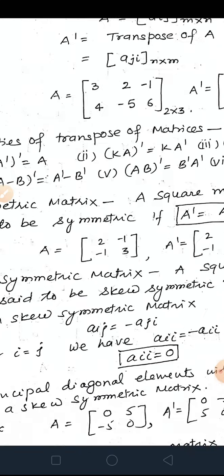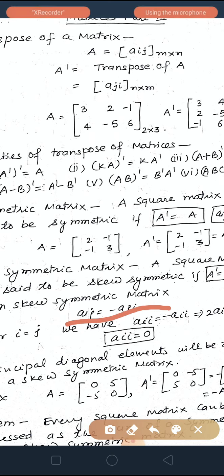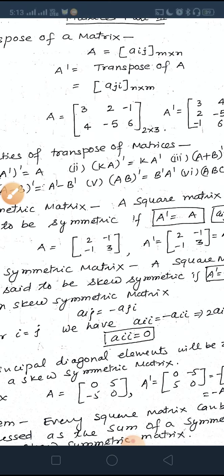Now the properties are as follows. Here the relation between elements will be Aij is equal to minus Aji. In a symmetric matrix it was Aij is equal to Aji, but in a skew symmetric matrix it will be Aij is equal to minus Aji.